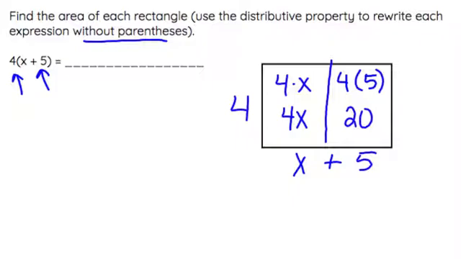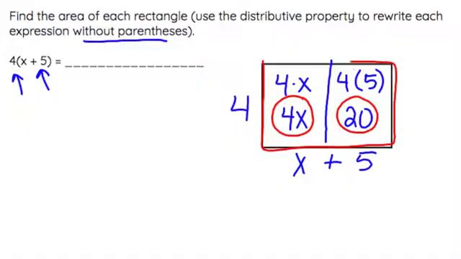So to rewrite this expression without parentheses means that I'm going to take this area and add it to that area because that will give me the area of the entire rectangle. So the expression would be 4x plus 20.